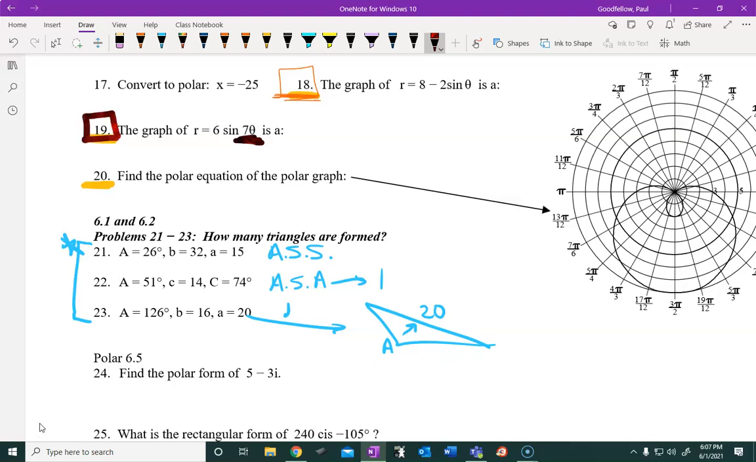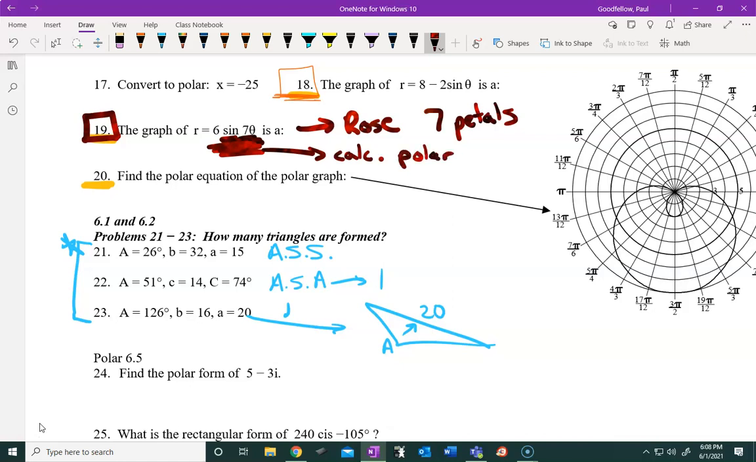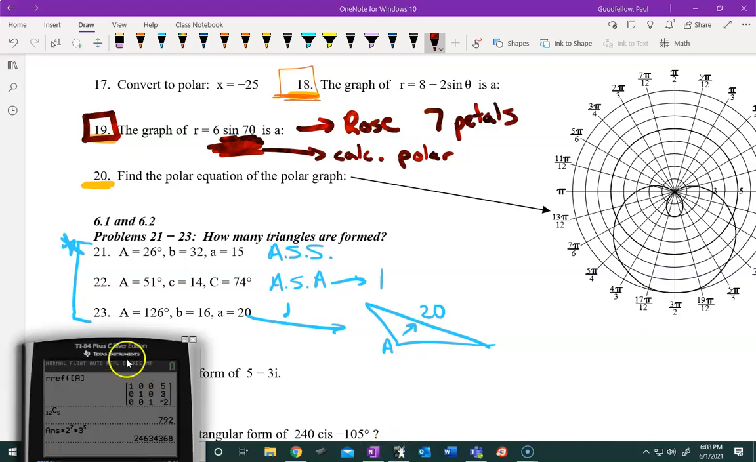So starting with number 19 for part number 2, anything raised to a multi-angle is definitely going to end up being a rose shape. Since the multi-angle is negative, this is ultimately going to be a rose with 7 petals, and it's going to be in a sine direction going positively. On these particular questions, your best bet would probably be to put your calculator into polar and into, I believe, degree mode.